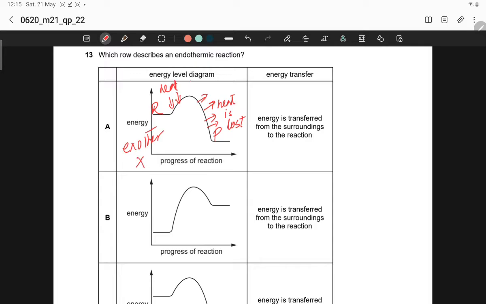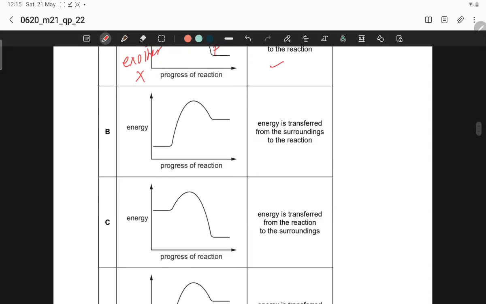So this is incorrect. Heat energy is transferred from the surroundings to the reaction, this is correct. Energy, this is reactant and this is product. Gained heat is more than heat lost. So this must be correct. This is an endothermic reaction, and energy is transferred from the surrounding to the reaction. Yes, this is also correct. So option B is correct.